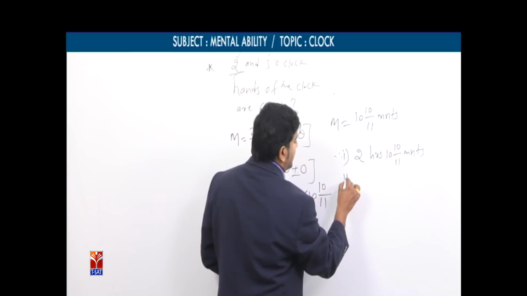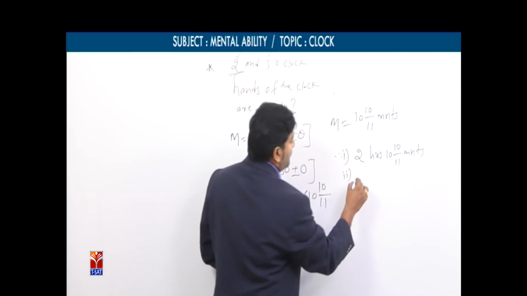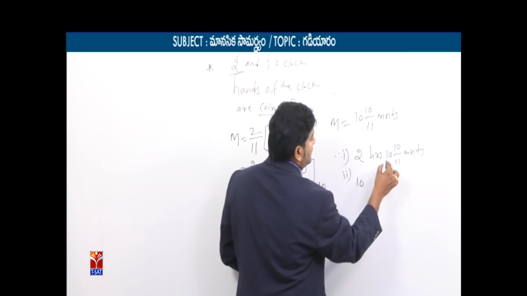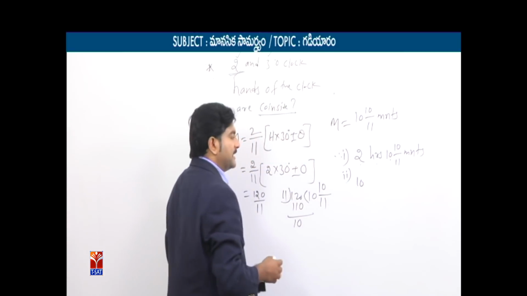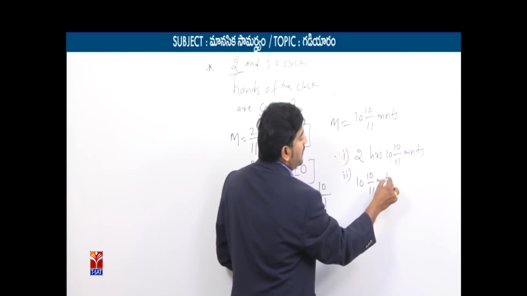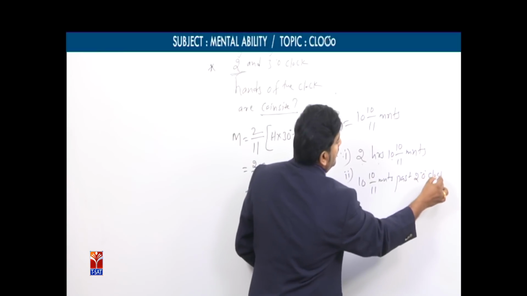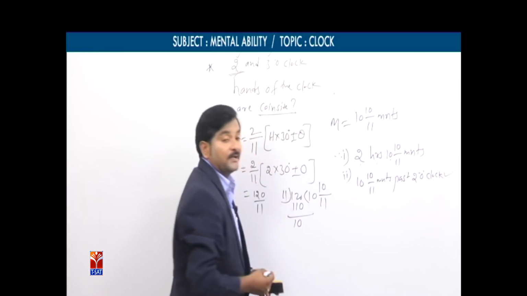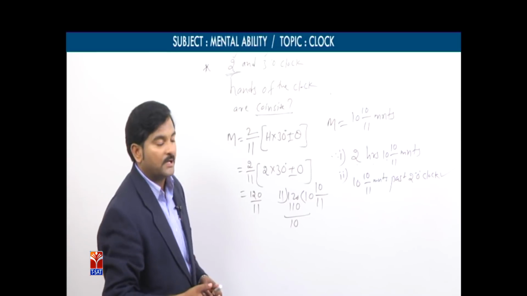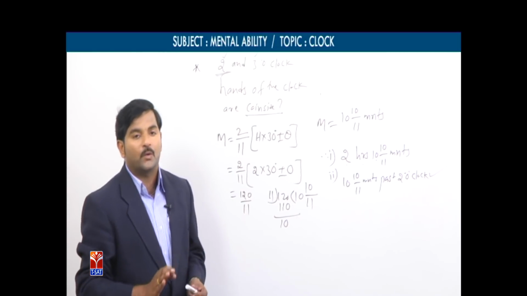And the second type is simpler, so we can say like this. How? Since the time is 2 hours 10 by 11 minutes, we can write it like this also: 10 by 11 minutes past 2 o'clock. So usually the answer may appear in this way: 10 by 11 minutes past 2 o'clock. Exactly at this point of time, the two hands of the clock coincide.